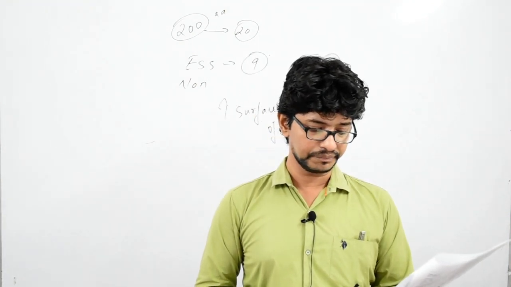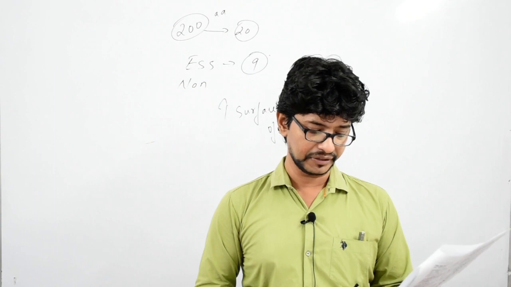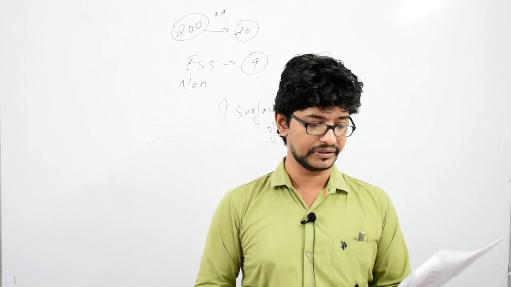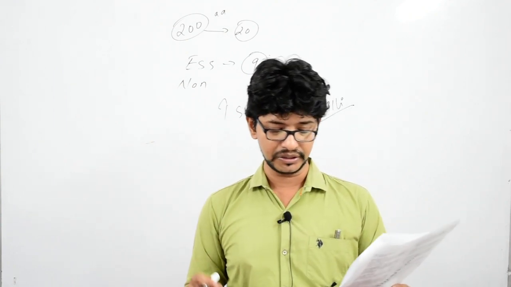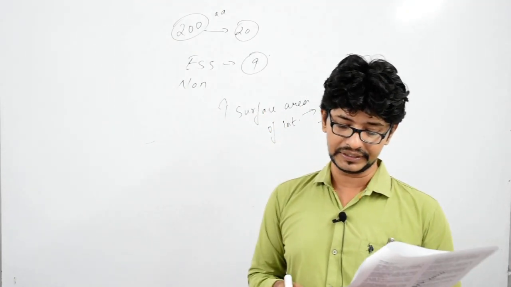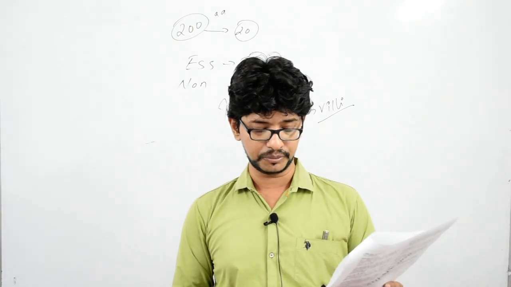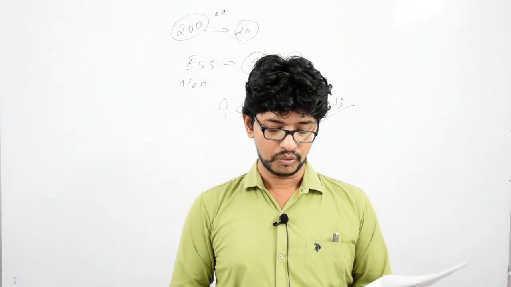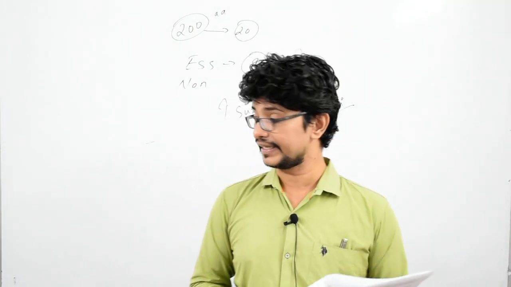153. In humans, the percent of body weight of carbohydrates, lipids and proteins are respectively. If you see the percentage, the carbohydrates are 1, lipids 15 and protein is 17. So, 1, 15, 17, option 1 is correct. Then 154. Vermiform appendix arises from the cecum.